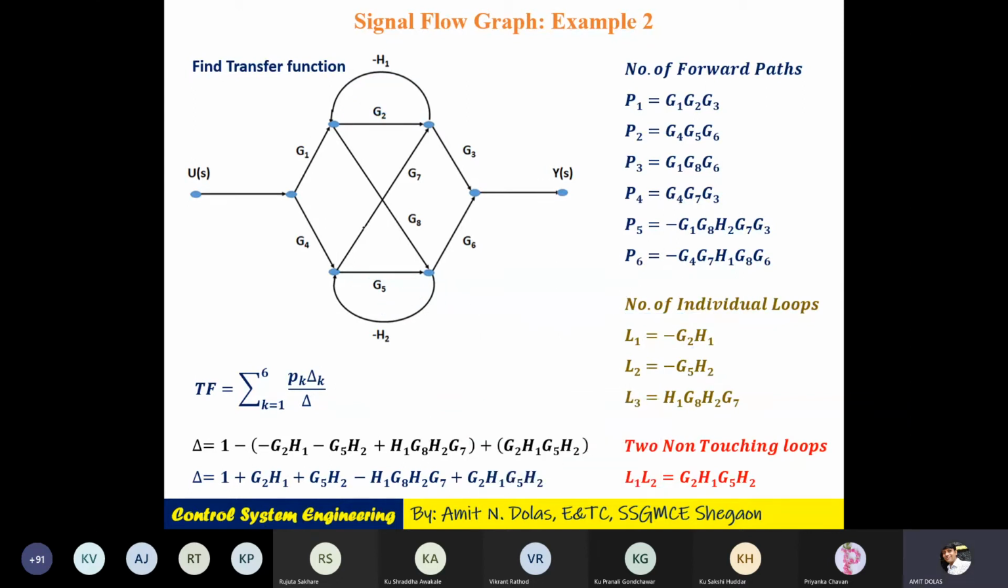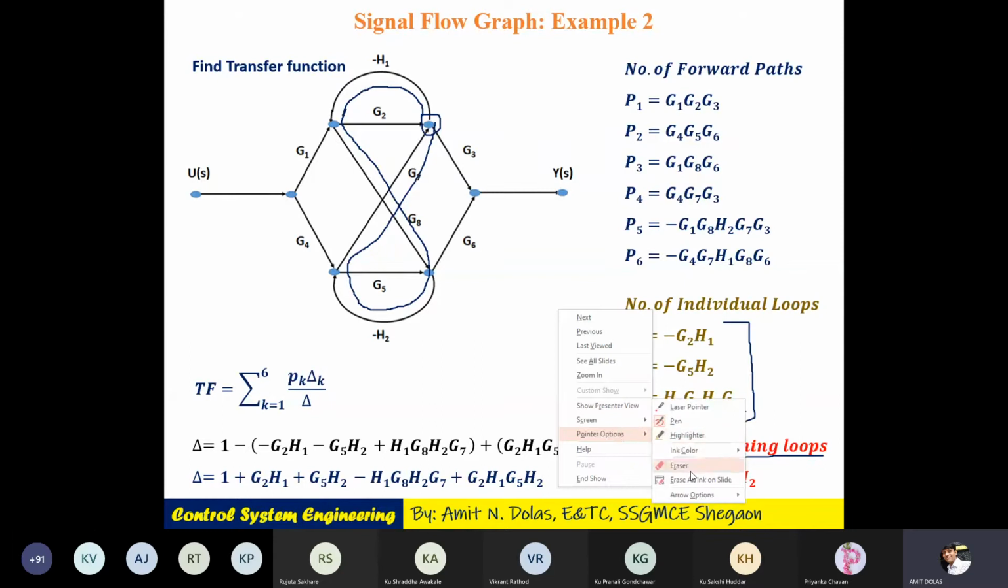So you can see the last loop. I'll start from here. H1 starts from this node, and we have to end here. H1 G8 H2 G7, the figure-8 loop. So H1 G8 H2 G7, these are the possible loops only. So there are 3 individual possible loops, and later on we need to look at 2 non-touching loops.